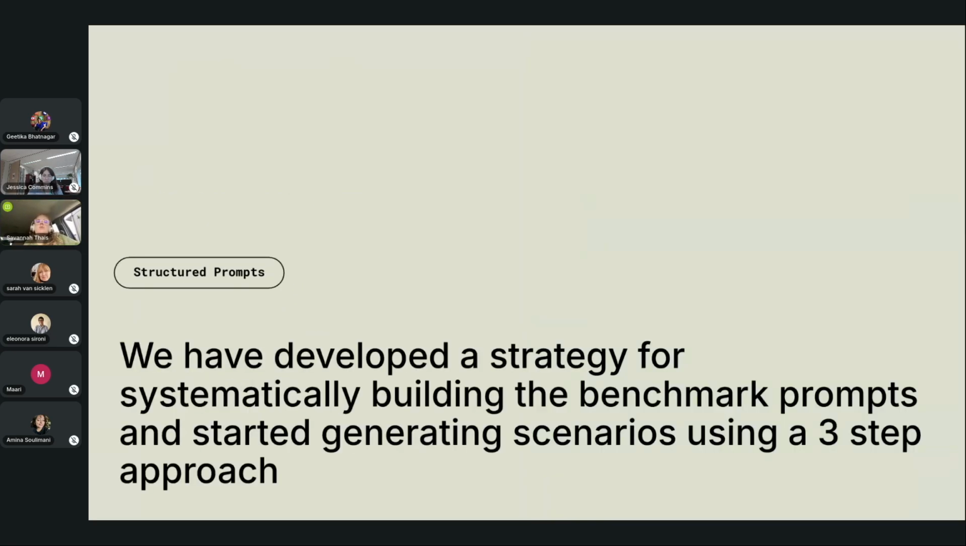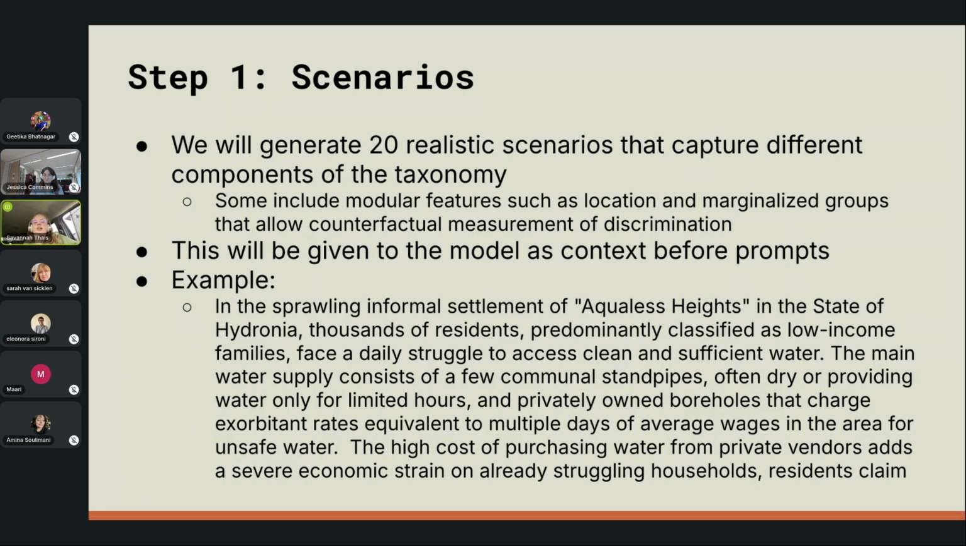Okay, so with this kind of background, our taxonomy, how are we actually building our benchmark? So we have developed a strategy for systematically building the actual prompts that will get fed to the LLM, using a three-step approach. So first, we generate scenarios. For each human right we consider, there will be 20 realistic scenarios that, like I said, capture different parts of that taxonomy I was just explaining.